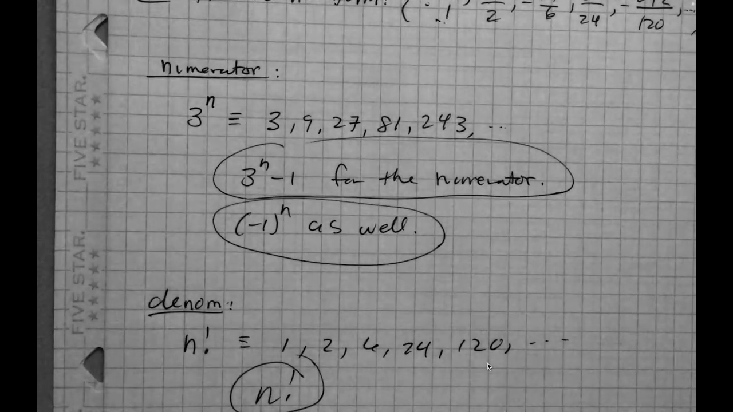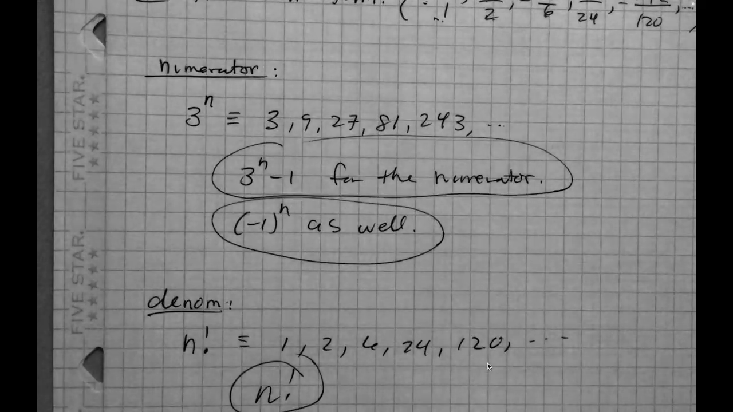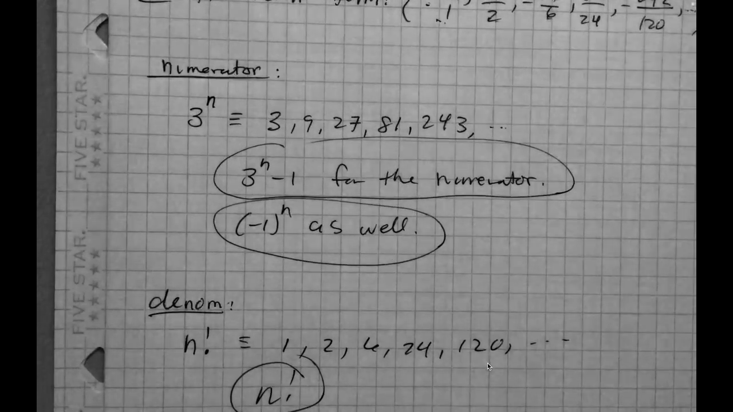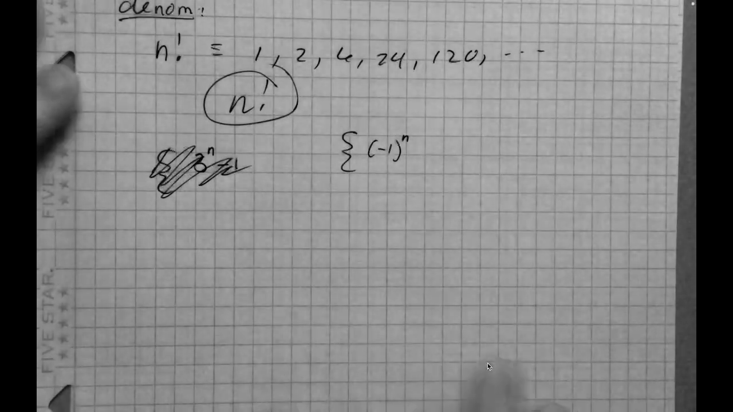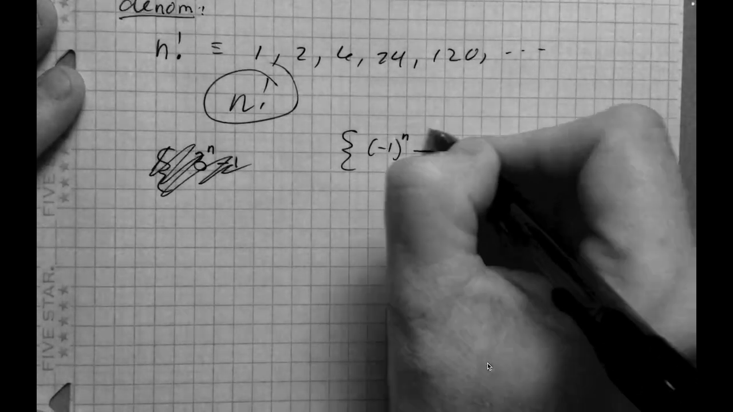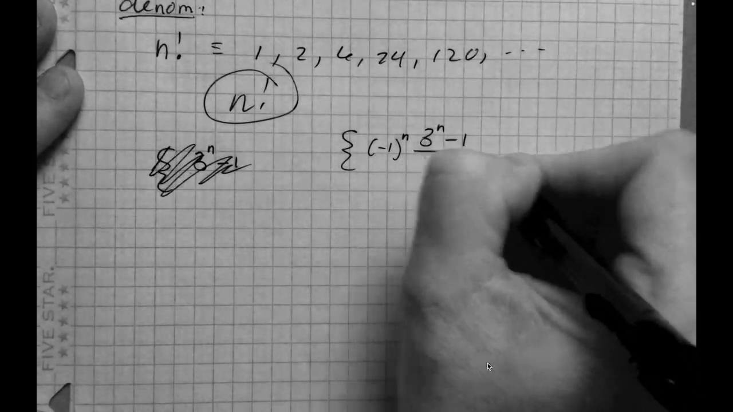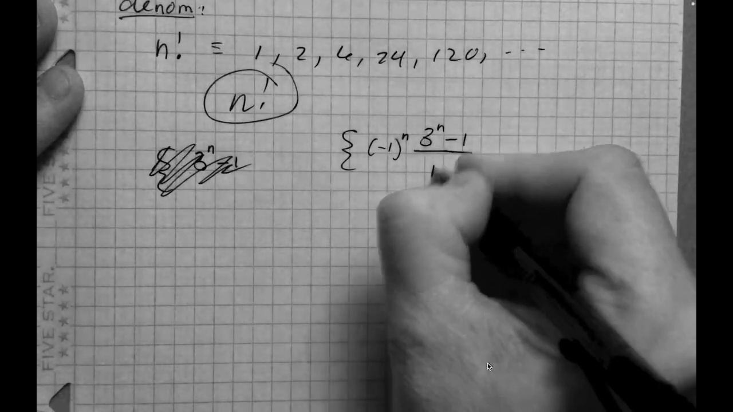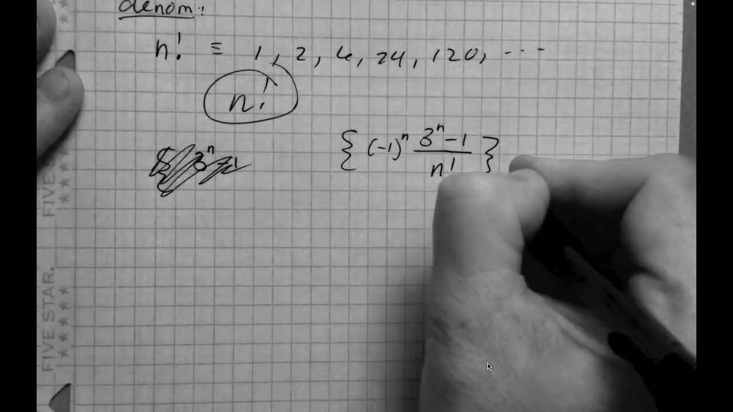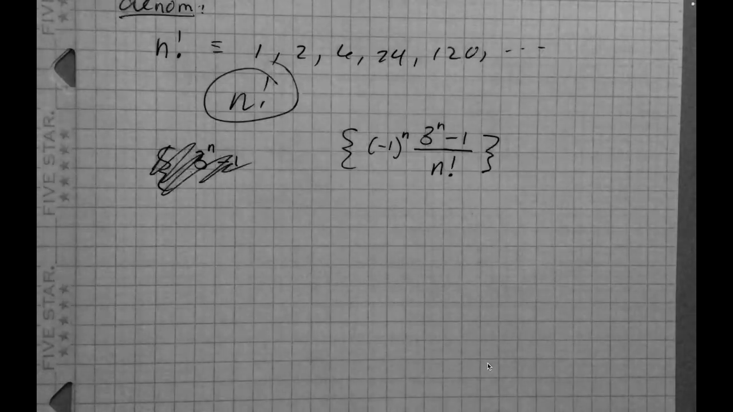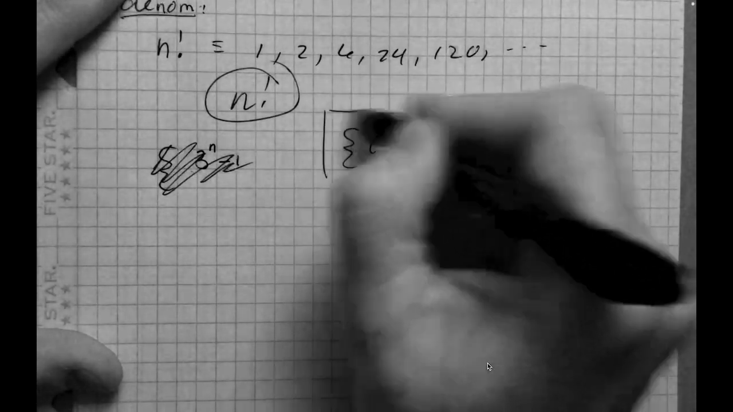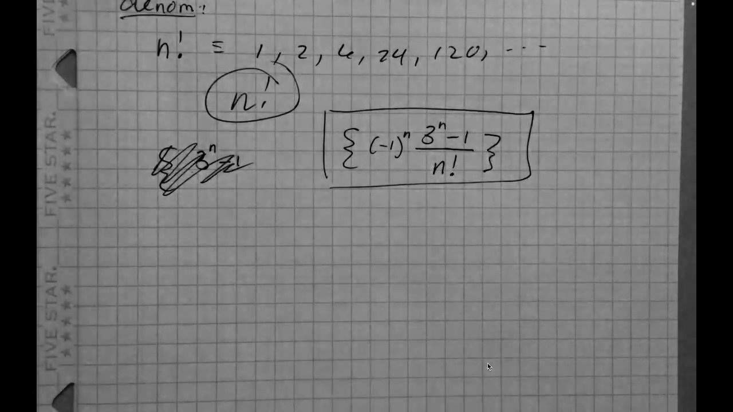You know what, I'm going to write it slightly differently. Let's write it like this. We'll put the negative 1 to the n out front. And then 3 to the n power minus 1. And then n factorial. Okay, so this would be our sequence. That would be the nth term of our sequence.